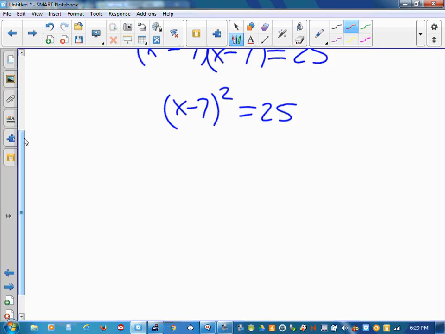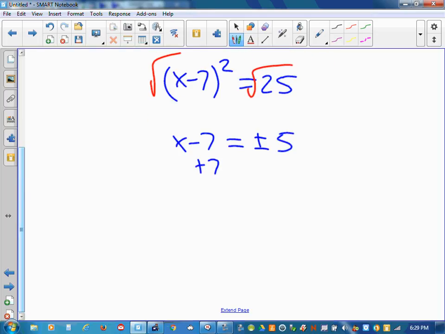We now are stuck in solving, so we're going to do the opposite of squaring, which would be to take the square root. So I take the square root of each side. Squaring and square rooting are opposite. The x minus 7 falls out. And I still get the plus and minus business. So it's plus or minus the square root of 25, which is 5, so it's plus or minus 5. We add the 7 over. We get x is equal to 7 plus or minus 5.